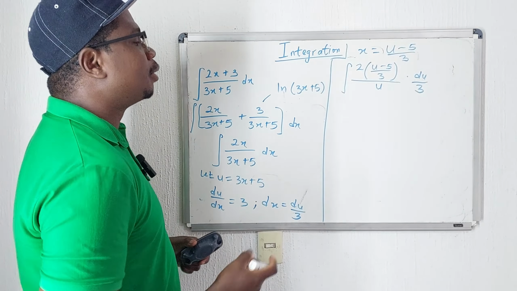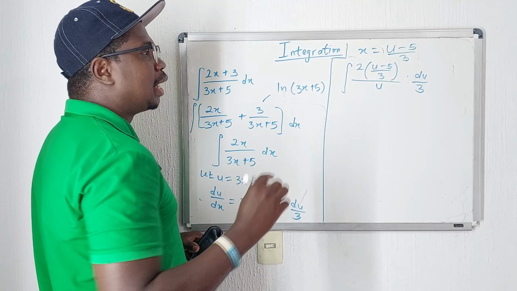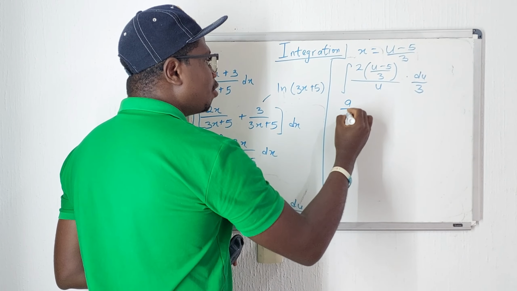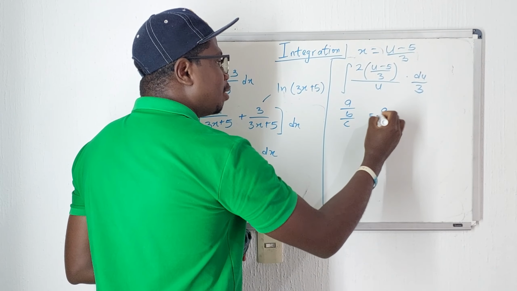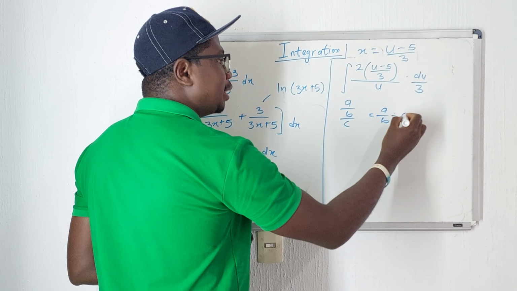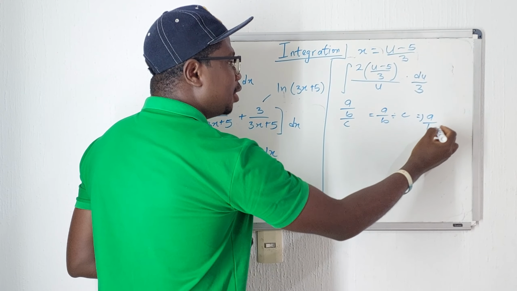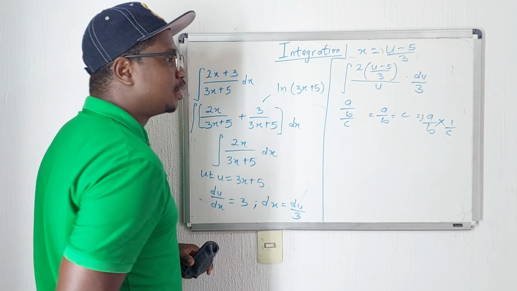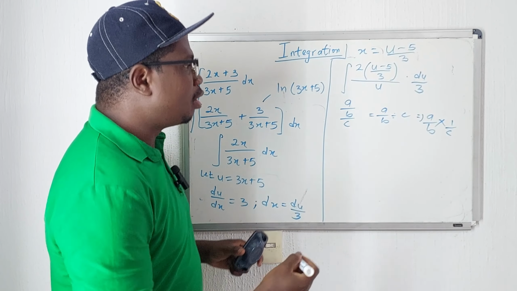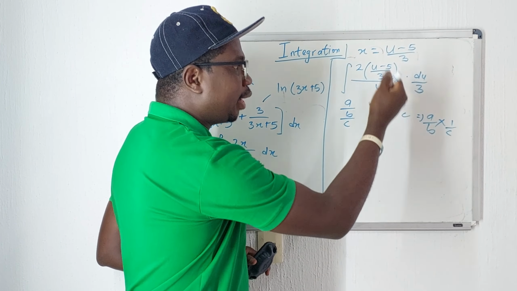So what do we do next? We have to simplify. Now, when we have something like this, remember, if we have A over B over C, what do we do in mathematics? You can say A over B divided by C, which will be what? A over B times 1 over C. So invariably, we're going to bring this 3 down.